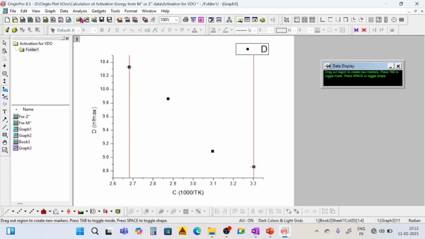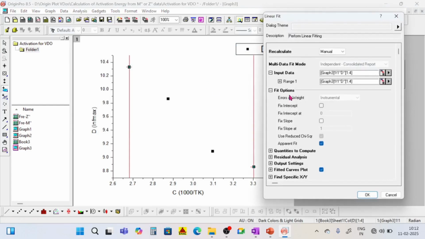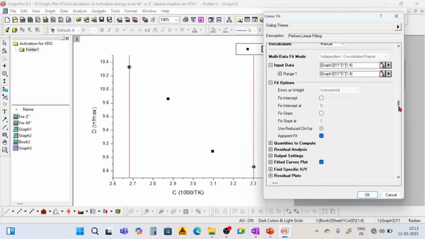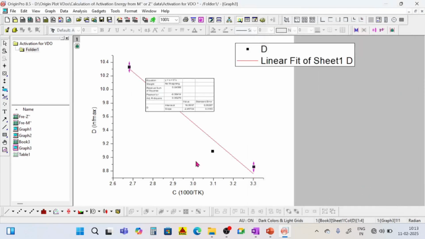Now you are going to go for fitting. Click over analysis, fitting, then linear fit. Then you can go for either the open dialog or last used. Last used means whatever open dialog you already created. We are going to go for open dialog. So no need to change anything over here. Input data, graph, no need to change anything. Now click okay.